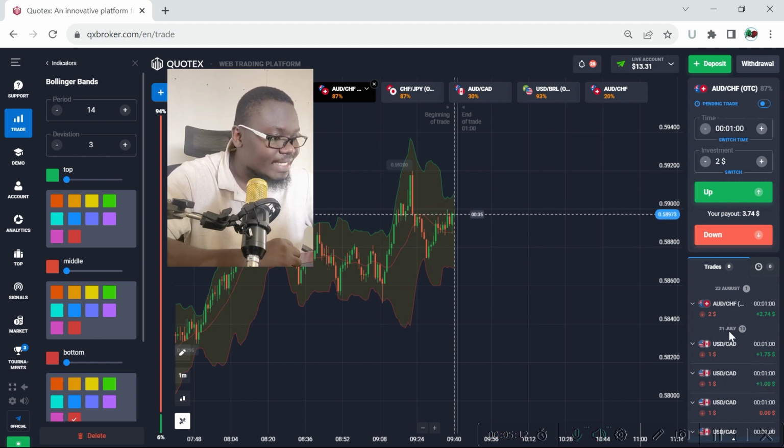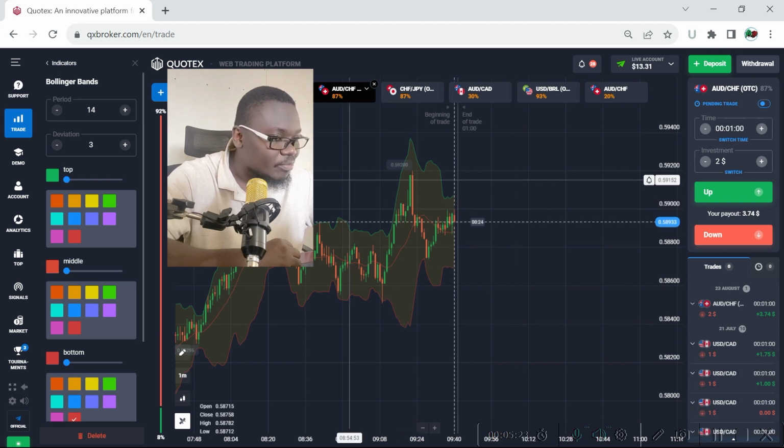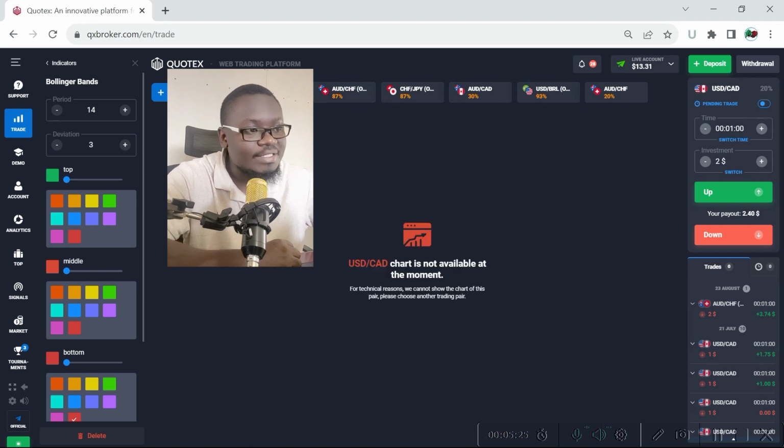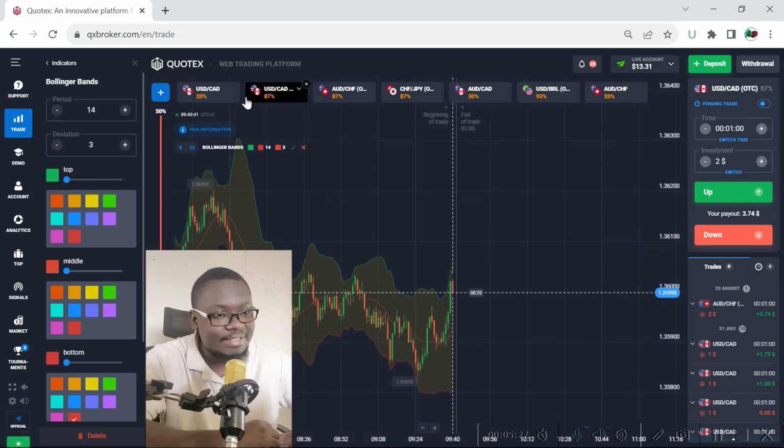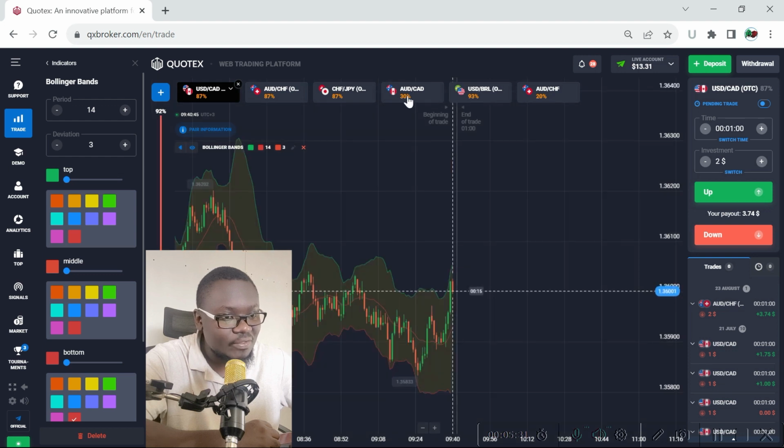If you look at the results here, you can see that the last time that I traded with this account was on the 21st of July. I've tried today with $2 and made $3.74 on that asset. So I've already added some assets here that I'll be looking at.